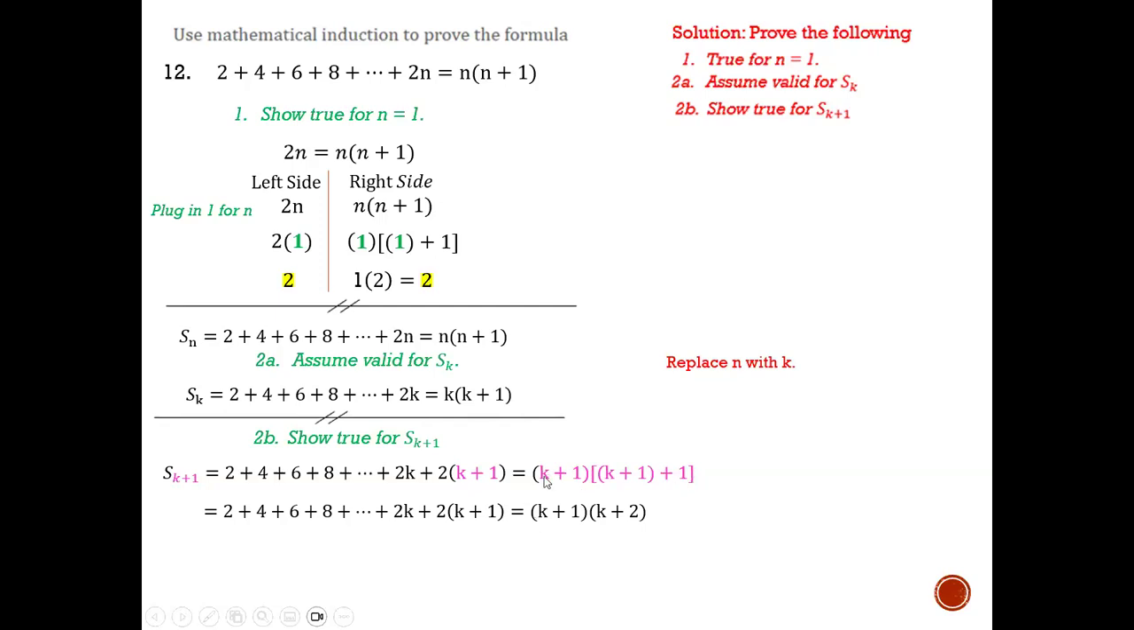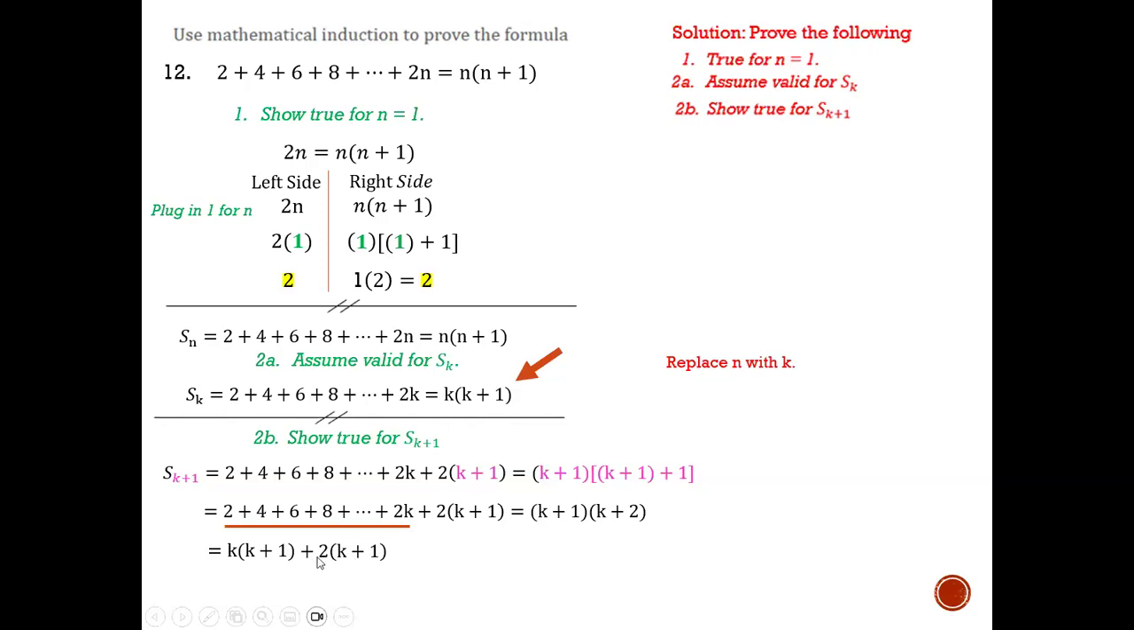Right here on the right side, I'm simplifying k plus 1. K plus 1 plus 1 is k plus 2. Again, you're going to always use all of this. Replace that with your S sub k value right here. So all of this, 2 all the way to 2k, is equal to k times k plus 1. So I'm going to replace that with the k times k plus 1. All of this in red equals the k times k plus 1 from up here. Now I'm going to add the 2k plus 1.